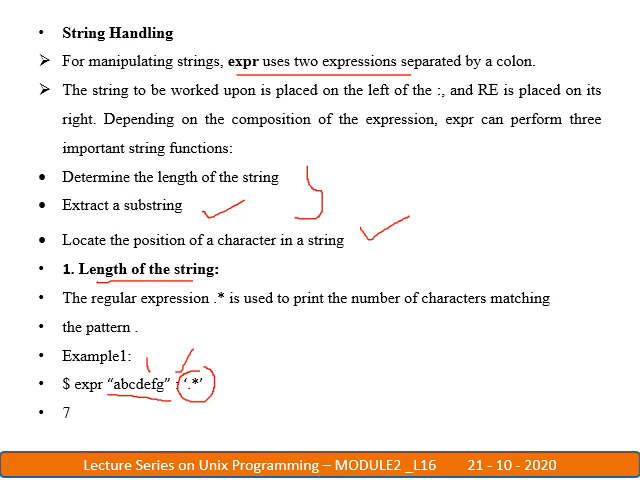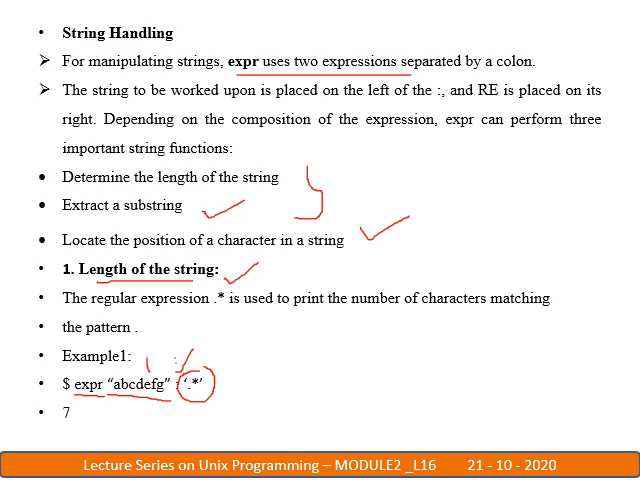The regular expression dot star is used to print the total number of characters that match the pattern. So this is how you are going to use expr to calculate the length of the string, the total number of characters in the string. For that you have to write the command expr, and whatever string you want to calculate the length of, enclose it in double quotation marks. Here, for example, we have taken the string A, B, C, D, E, F, G. So how many characters are there in total? Total 7 characters are there.